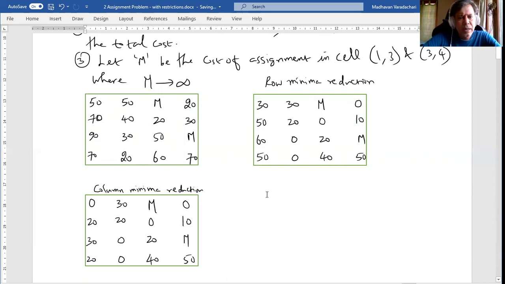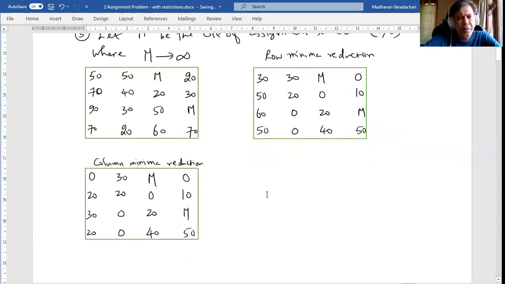Now, the rest of the steps will be similar to whatever we did previously. The first step will be row review. You review each row for whether there is a single zero or not. If there is no single zero, if there is more than one zero, you ignore that row for the time being. If there is no zero also, you ignore it for the time being. The first row has more than one zero, so you ignore it. In the second row there is a single zero, so you assign it.